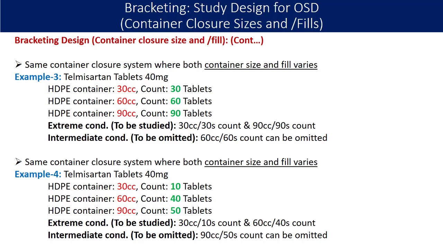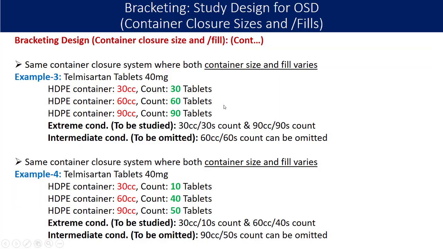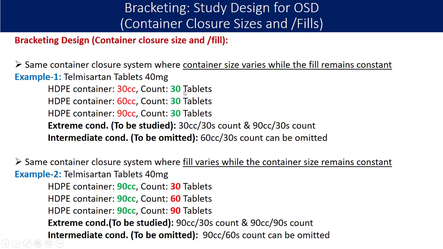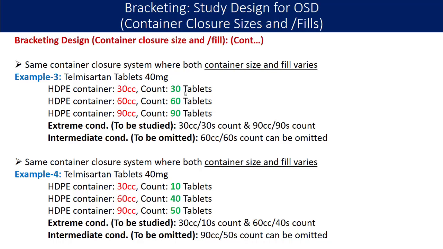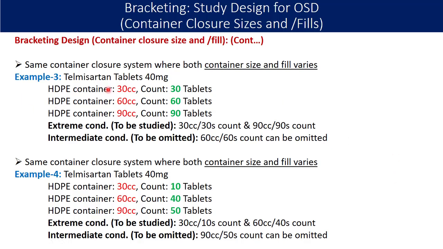Let us now understand the third example. Okay, and I think this was the second example. I'm so sorry. Let us now go back to the third example. So what does the third example say? Yeah, let me take the pointer over here. The third example says that the same container closure system where both container size and fill vary. Both container size and fill vary.